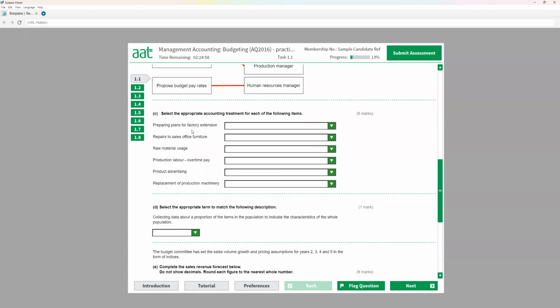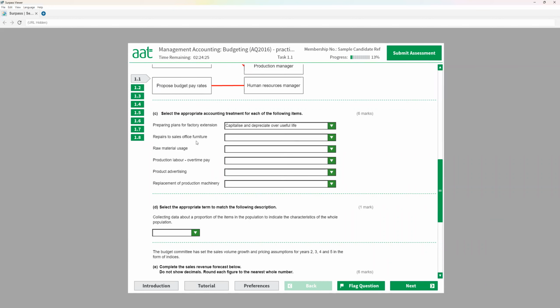Preparing plan for the factory extension. If you have a plan for the factory extension, remember that factory extension is a capital expenditure. So it is capitalized and depreciated over its useful life. Any sort of factory we have to capitalize on our balance sheet or the financial statement, and after that we have to depreciate it over its useful life.